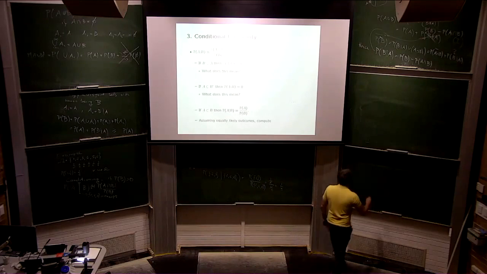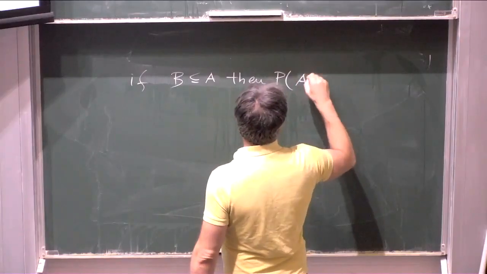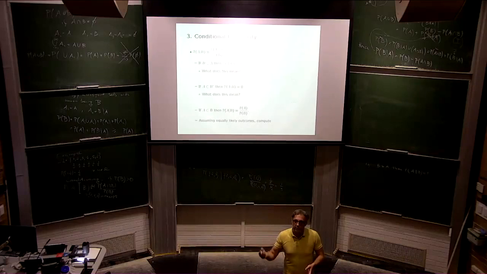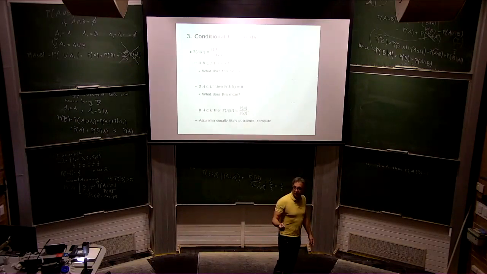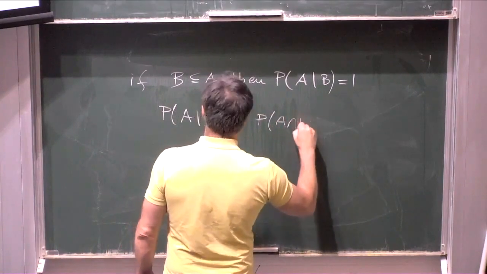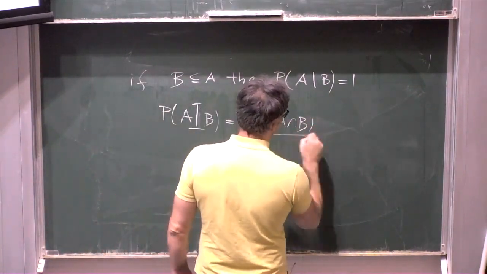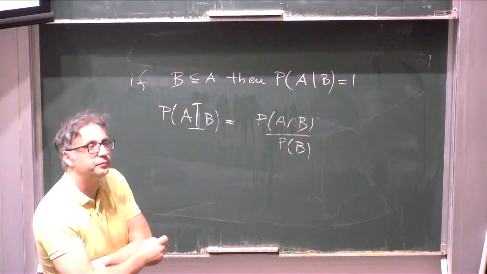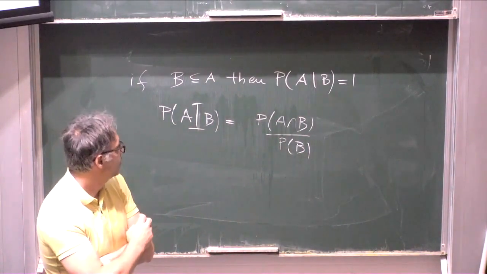So, read the first item there. If B is a subset of A, then the probability of A given B is equal to 1. Why? At this stage, the only tool that we have is the definition itself. Questions? Is it clear to everybody? This is the probability of A intersection B, divided by the probability of B. This intersection, what is it? It's going to be B.